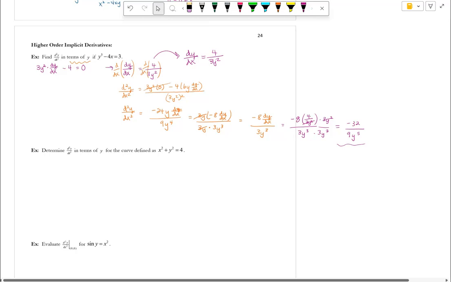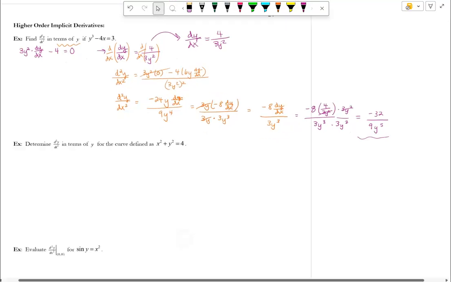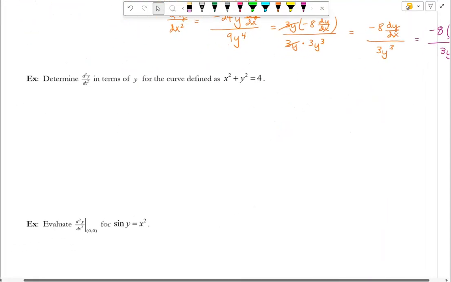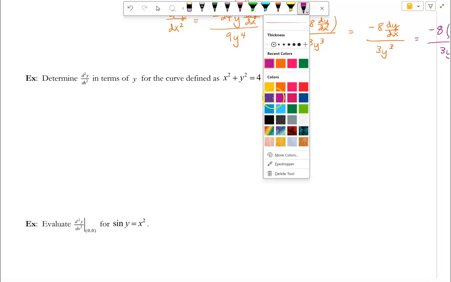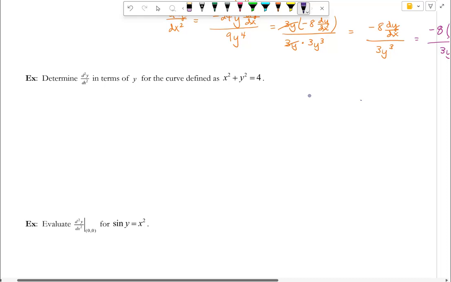All right, for that second example, similar thing here. We're doing the same thing, but it's for the curve defined as x squared plus y squared equals 4. I'll try to make better use of my space for this example. All right. So again, we're going to start off by taking the derivative of x squared plus y squared equals 4.